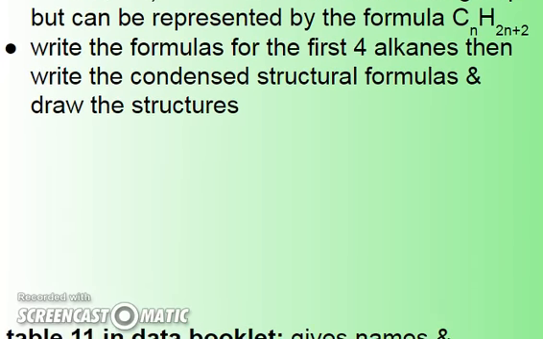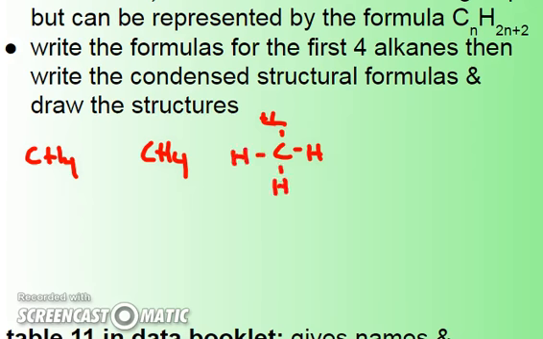So let me just keep the formula there for you. The first one would be C1, or just C, and then H would be 2 times 1 plus 2, or CH4. So CH4, and that would also be the condensed structural formula, because that's all there is to it. And so drawing it would just be C with the 4 H's attached to it.